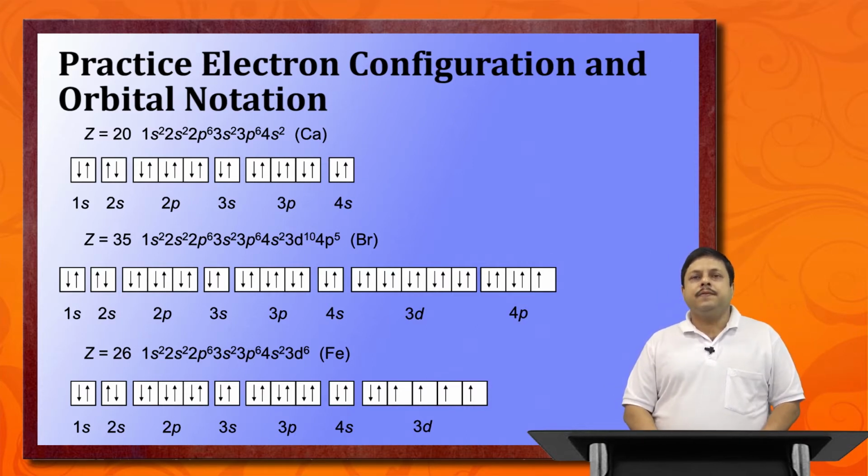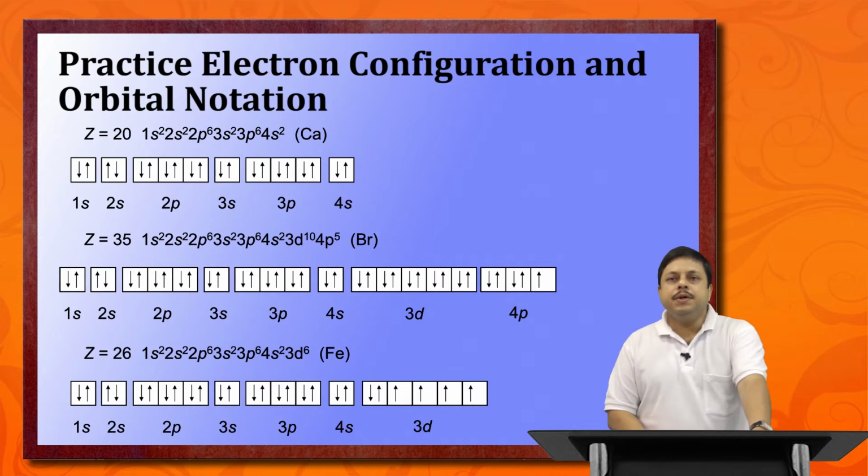So you have 1s, 2s, 2p, 3s, 3p and 4s. Keep in mind that you have to proceed along these lines. So once 3s is done, you go over to 4s, 3p, 3d and so on. So you keep on filling them. So this is a simple case.